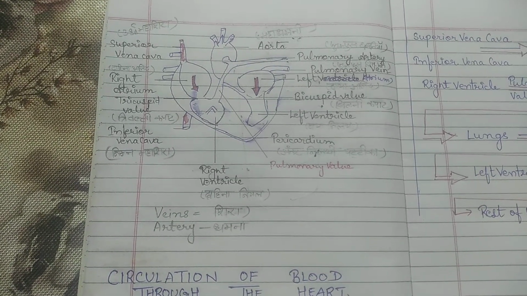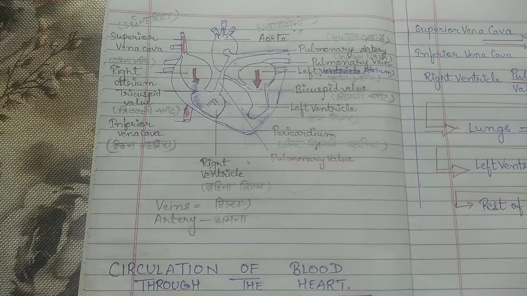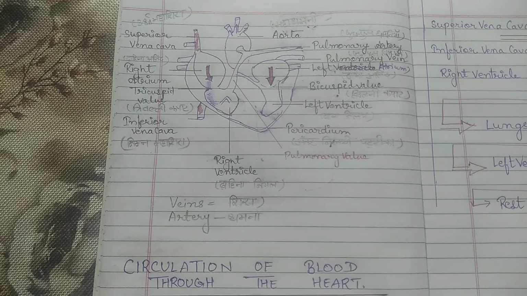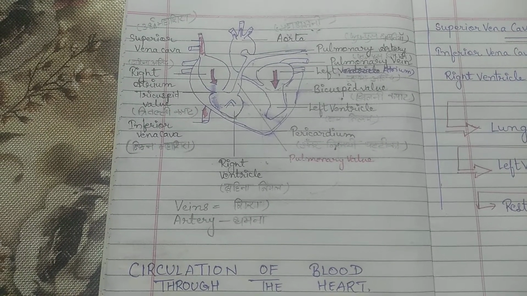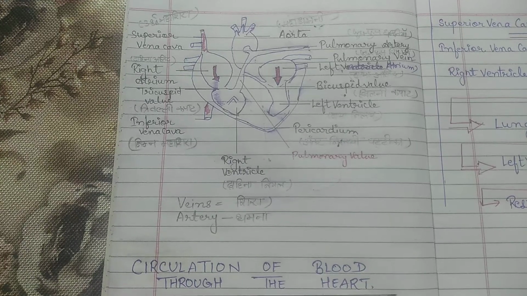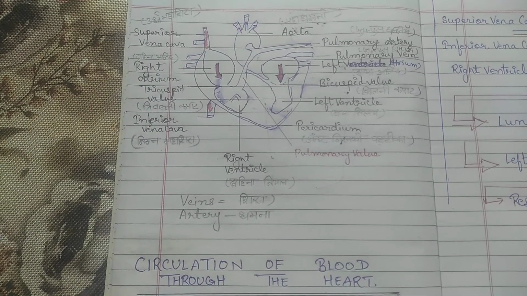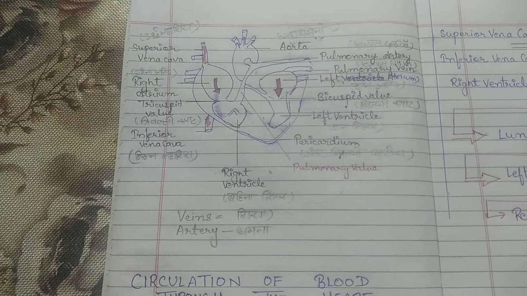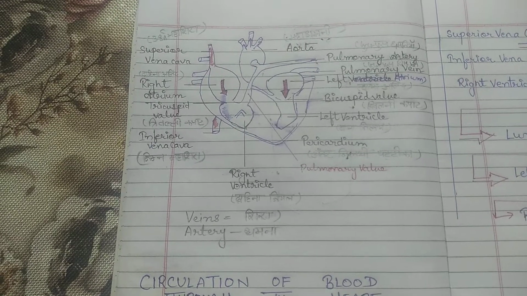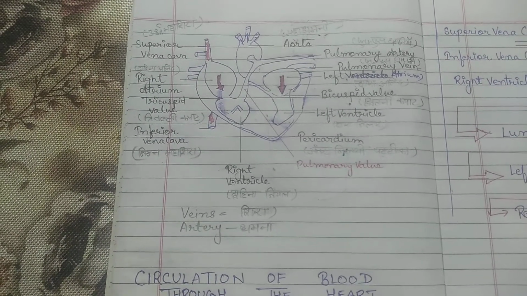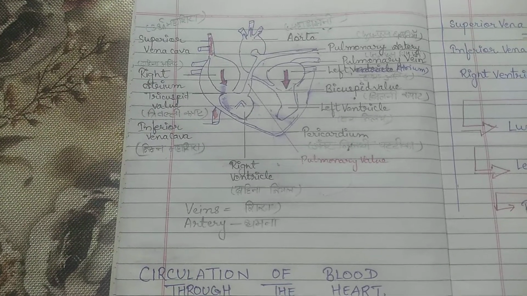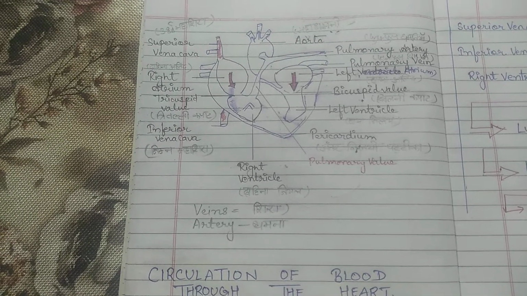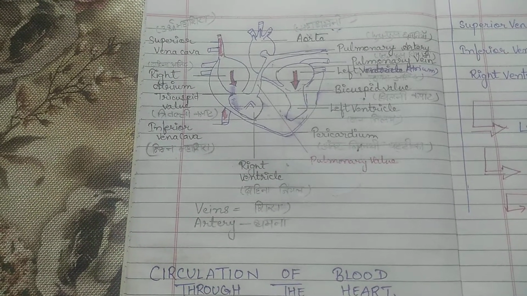So students, let's see the circulation of the blood through the heart. As you see in the diagram, the deoxygenated blood from the whole body comes to the superior vena cava and inferior vena cava. Now the vena cava is the entering point of the blood. Now the blood gets collected to the right atrium.